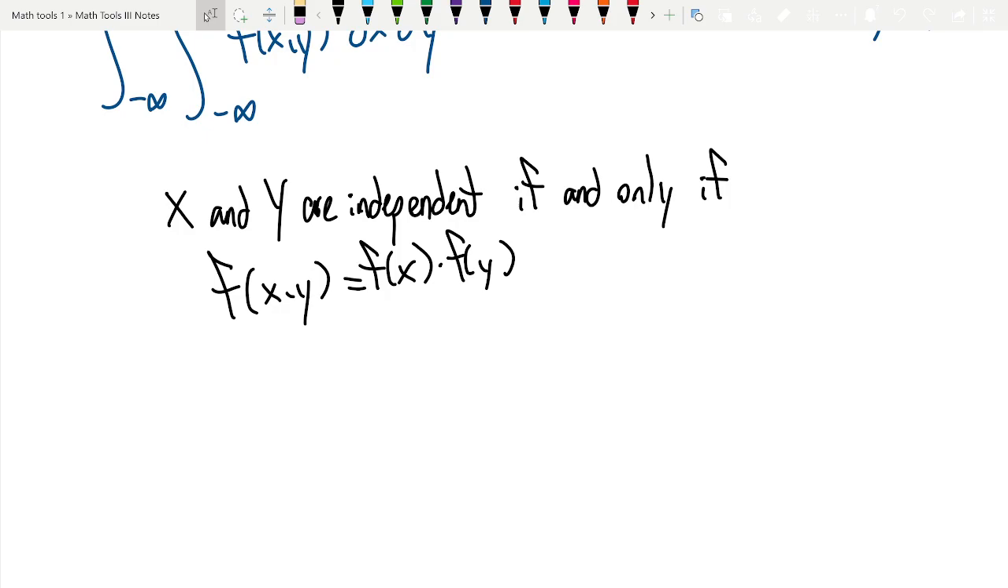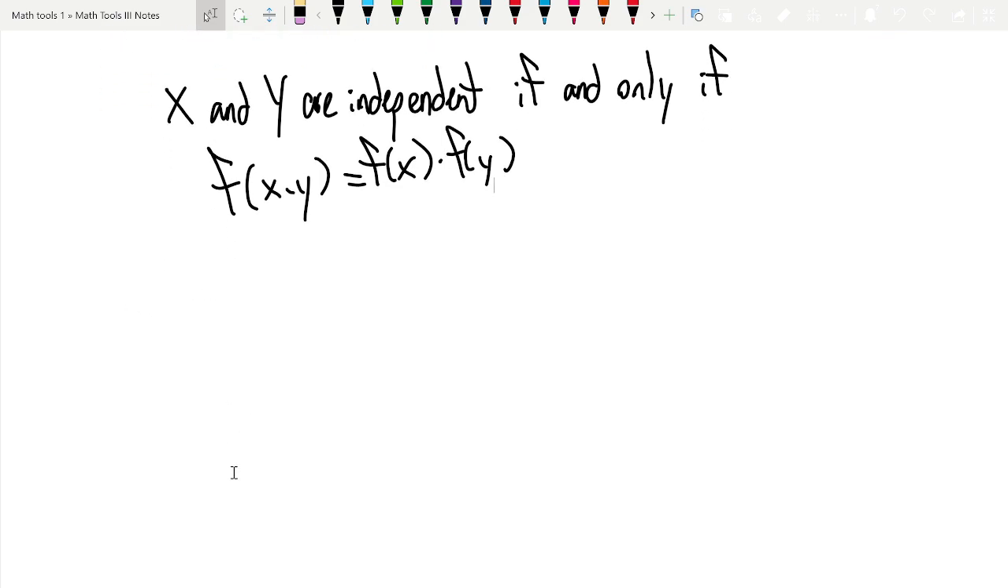So this is important for integration purposes because we know that if you can decompose the function into just a function of x and just a function of y, then you can just multiply their integrals together, right? So let's look at an example here. This is an example using the exponential distribution.